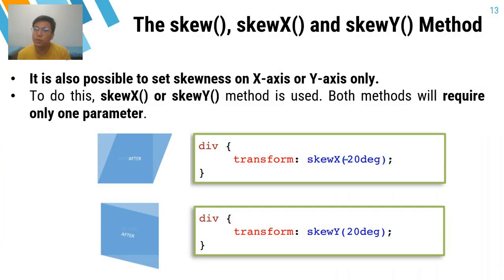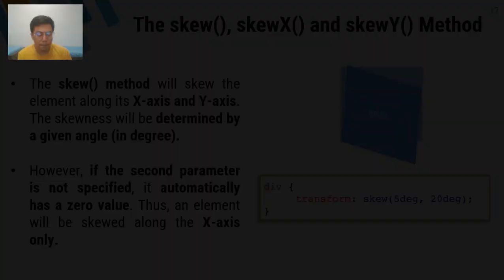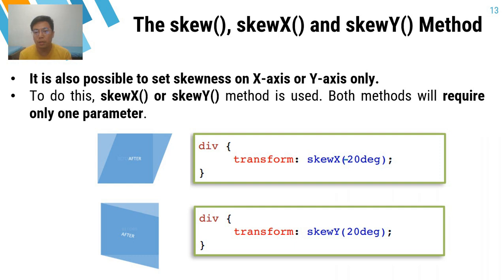It is also possible to set a skew on your x-axis or y-axis only. To do this, you need to apply the skewX or skewY method, and both will require only one parameter. Unlike the skew method a while ago, which needs 2 parameters, this time you can just use 1 parameter for each method. So this is the example for skewX, negative 20 degrees, and this is skewY, 20 degrees.